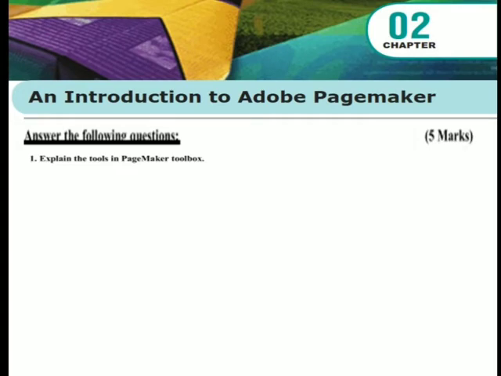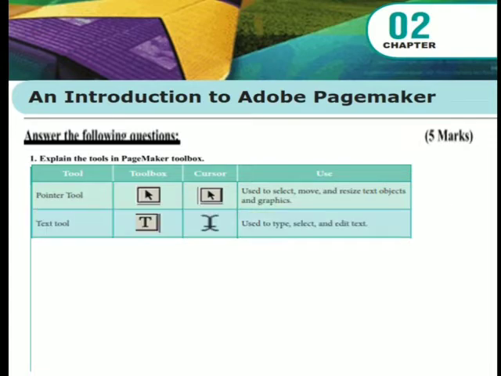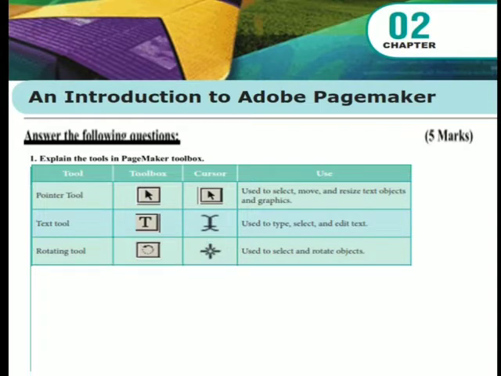5-mark question. First question, explain the tools in PageMaker. PageMaker toolbox. First, pointer tool used to select, move and resize the text object and graphics. Text tool used to type, select and edit text. Rotating tool used to select and rotate objects.